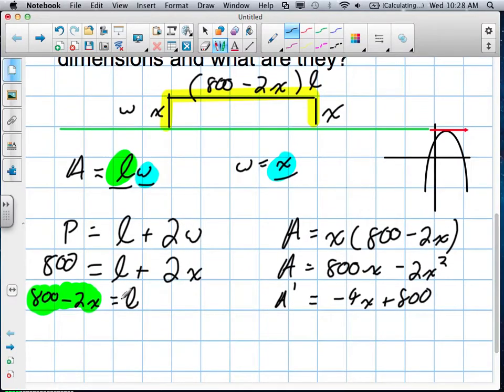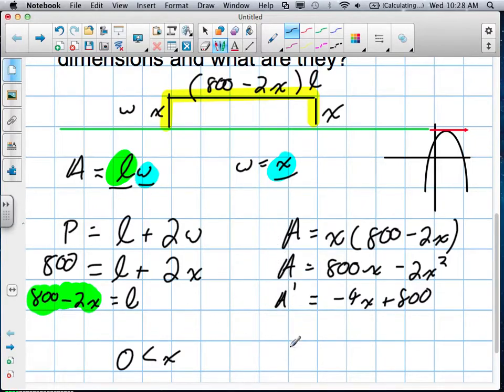Let's make that here. For instance, if the widths of these were 0, it wouldn't exist. That means there's no width of the fence. So we know our x has to be larger than 0. And a maximum. We've got to figure out what our maximum is going to be here. In other words, we can't have an area of 0.